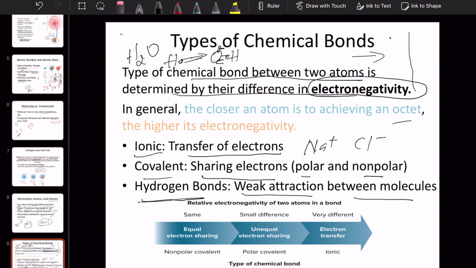So the relative electronegativity of two atoms in a bond: electron transfer is ionic; unequal electron sharing is polar covalent. As we studied, oxygen pulls the electron from hydrogen towards oxygen. Equal electron sharing is non-polar. There is nothing pulling towards one side, they just share the electrons equally.